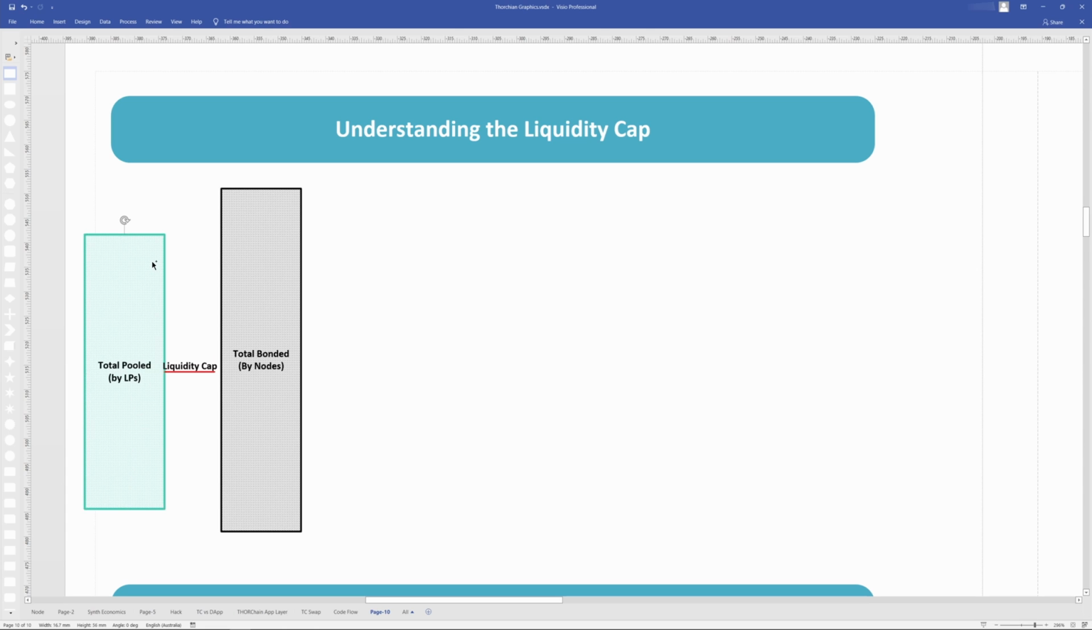If you get to a situation like this, where it's overbonded, then incentives go to the liquidity providers in order to try and incentivize more liquidity providers to join to increase the total pooled. But this liquidity cap is currently holding the incentive pendulum in a specific spot.